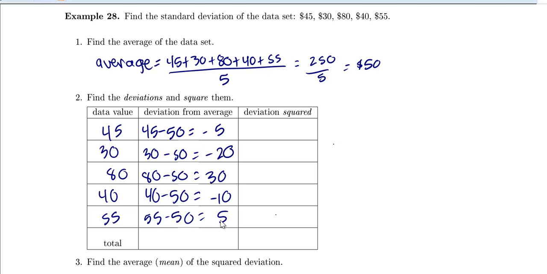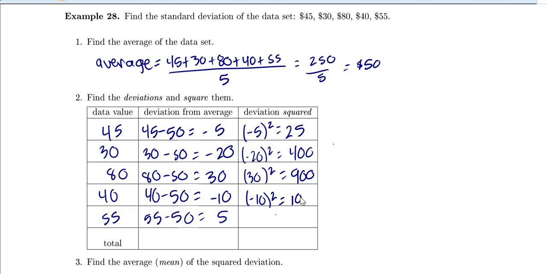Now we're going to square each deviation. So I just take each of those differences and square them. So negative 5 squared is 25. Negative 20 squared is 400. 30 squared is 900. Negative 10 squared is 100. And 5 squared is 25.